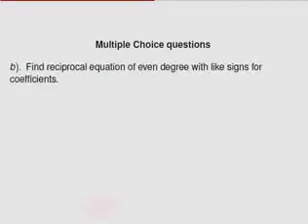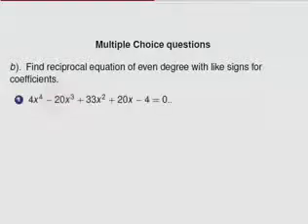Similarly, next one: find the reciprocal equation of even degree with like signs for coefficients. Even degree with like signs means x to the power of 2 or x to the power of 4 or x to the power of 6 with a naught equal to a n and a1 equal to a n minus 1. Taking the choices, the first one is 4 into x to the power of 4 minus 20 into x cube plus 33 into x square plus 20 into x minus 4.